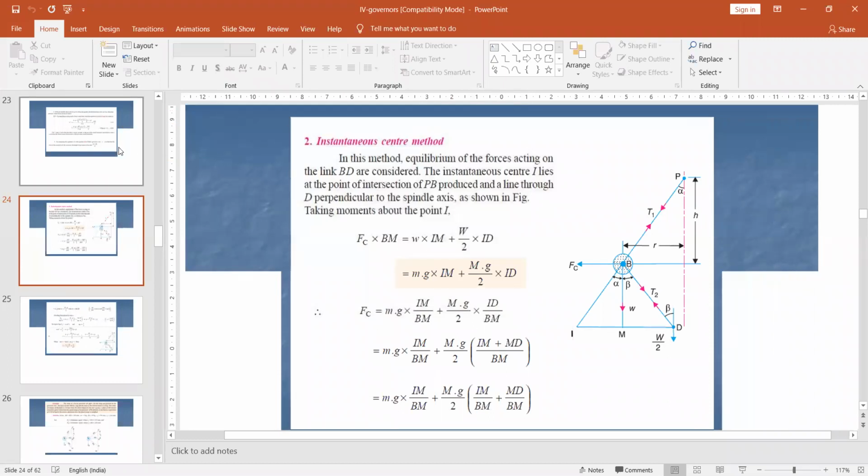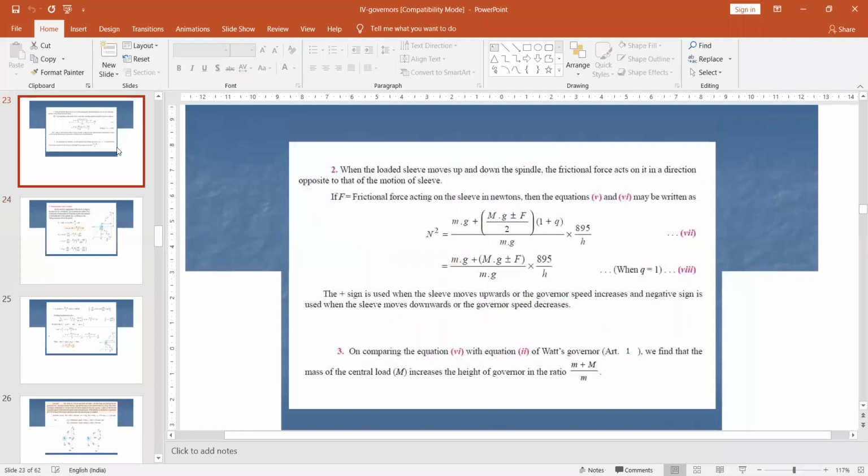The Porter governor is solved by the method of resolution of the forces. Actually, for the Porter governor, the range of speed is solved. Two types of methods are there: the resolution of the forces method and the instantaneous center method. We have already covered the resolution of the forces method. From that we find that N squared equals (mg plus Mg plus or minus F) by mg into 895 by h.